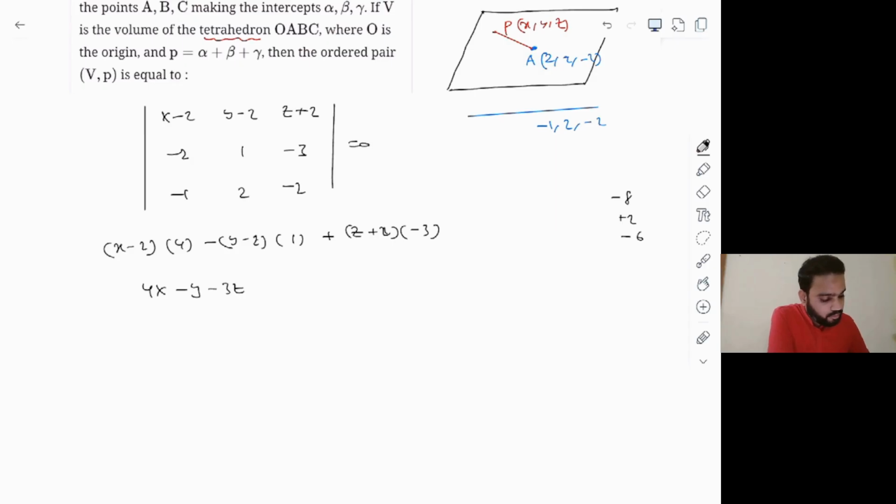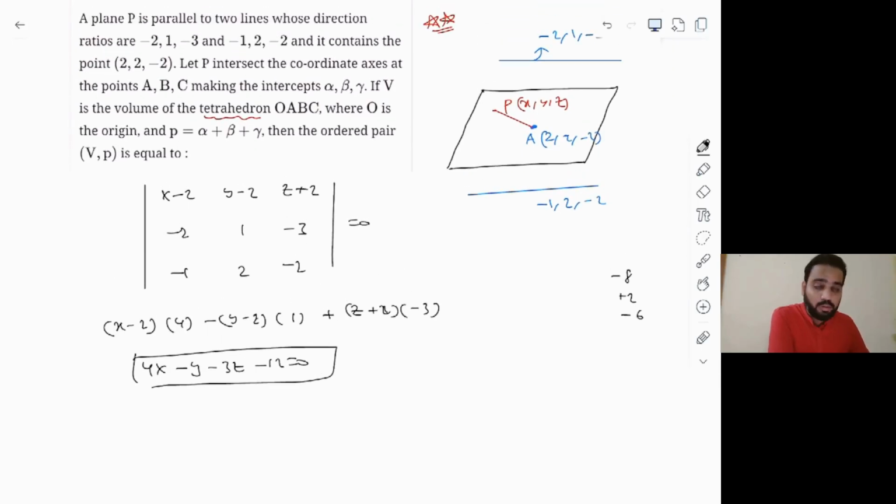So which will give you minus 4 minus 12. So this is your plane equation. Okay, I hope it is clear up to here. So what is the plane equation? 4x minus y minus 3z minus 12 is equal to 0. So the main thing is, the question is not over yet. It is framed very beautifully.